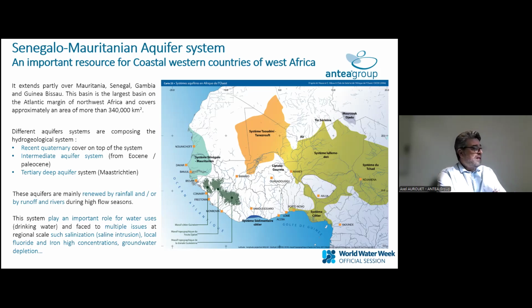We have to take into consideration that this system at the regional scale plays an important role for water use, mainly for drinking water, more recently sometimes for irrigation. It faces multiple issues at regional scale, such as salinization coming from saline intrusion, but not only. We also have some water quality issues, such as local high fluoride and iron concentration in some parts of the basin. And in some areas, we have groundwater depletion. But this aquifer system is a really important system for all the sub-region and all these countries, especially for drinking water and maybe for future use.